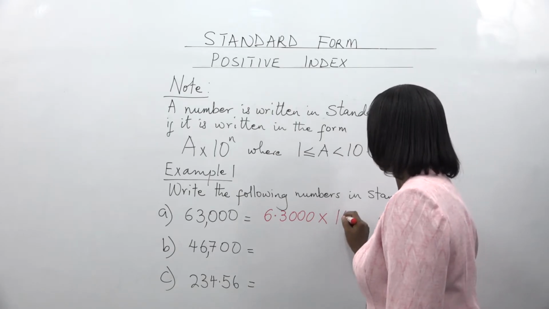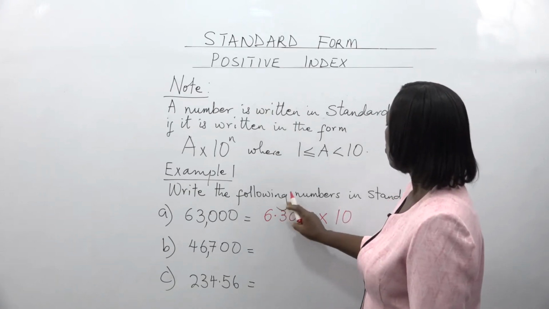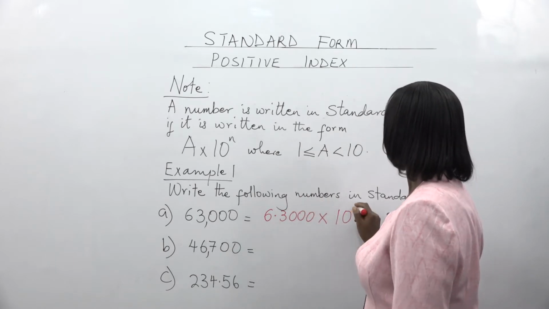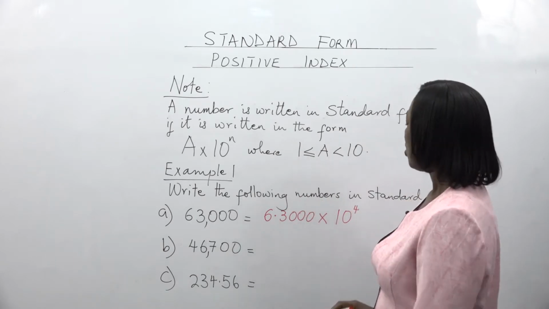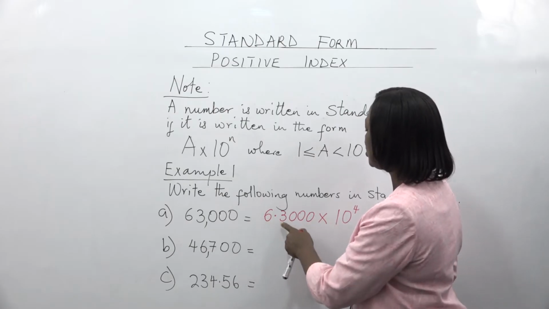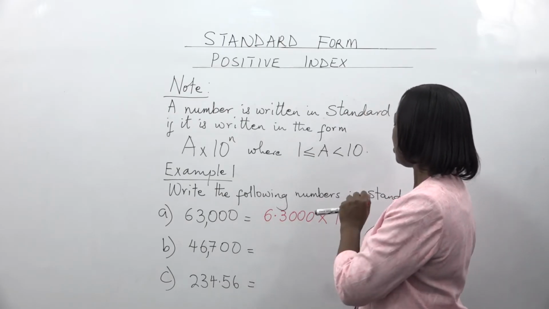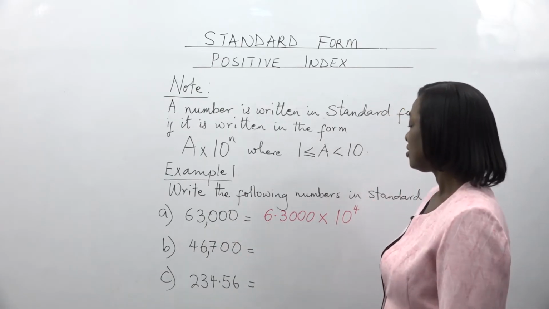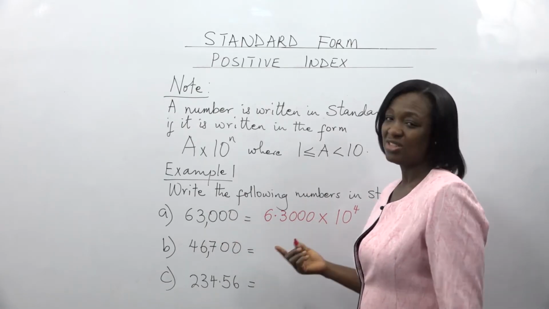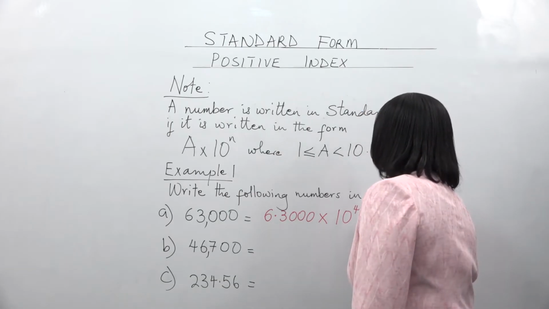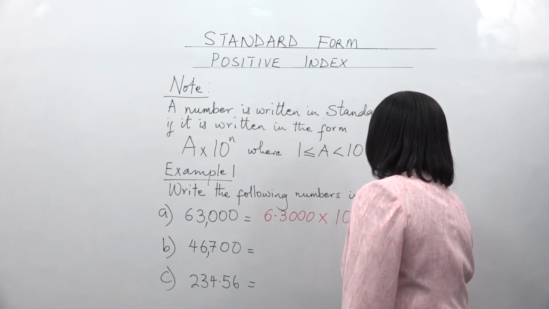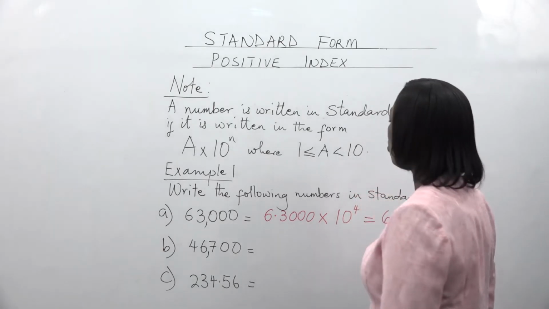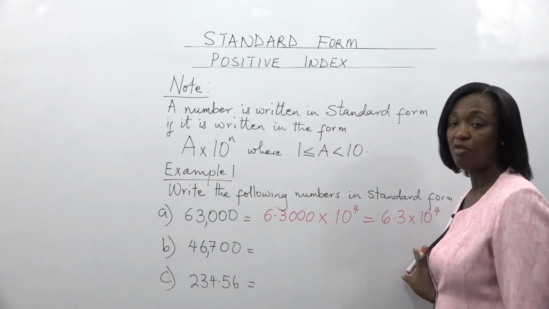So let's see. 10 to the power 1, 2, 3, 4. If you multiply 6.3000 by 10 to the power 4, you'll get 63,000. These zeros are not significant, so it becomes 6.3 times 10 to the power 4 in standard form.